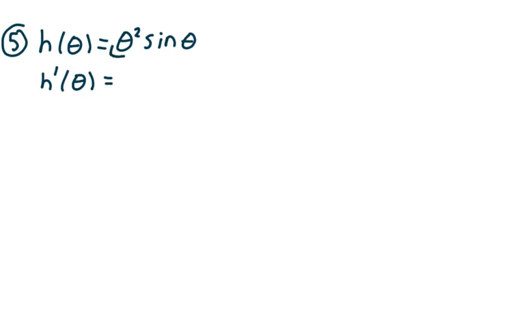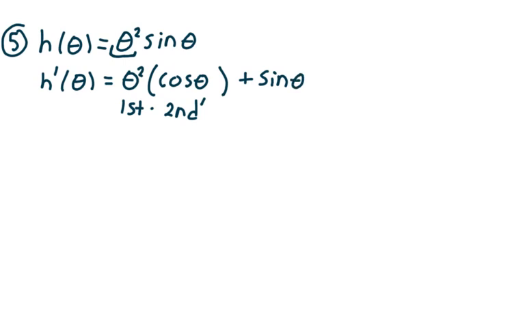So I'm going to write down the first function, which is theta squared. And I'm going to multiply this by the derivative of the second function, which is cosine theta. So this is the first function times the derivative of the second function. I'm going to go plus. Then I write the second function, sine theta, and then I multiply by the derivative of the first function, which is 2 theta. So I label it like that.